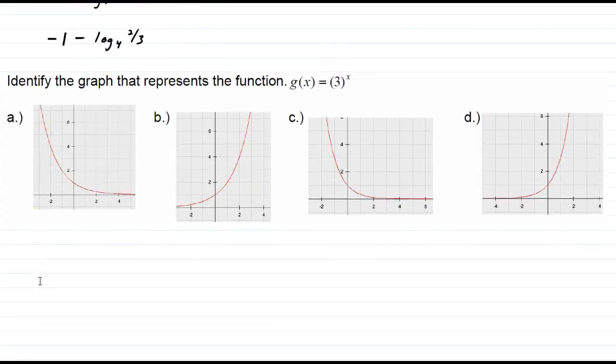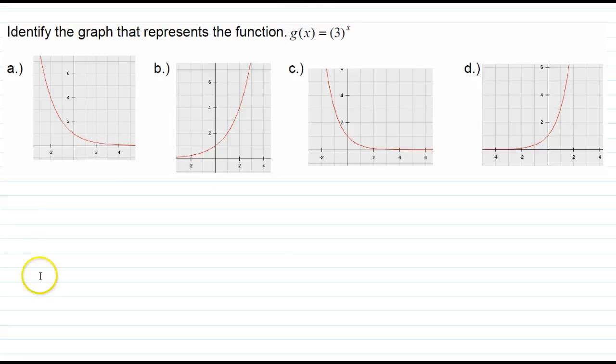All right, let's look at the next example. Identify the graph that represents the function g of x equals 3 to the x. So first is just the growth or decay. Since this is bigger than 1, we know that this is going to be growth. So that means we don't care about A because this is decay. We don't care about C because this is decay. And so now we're looking at graphs B and D.